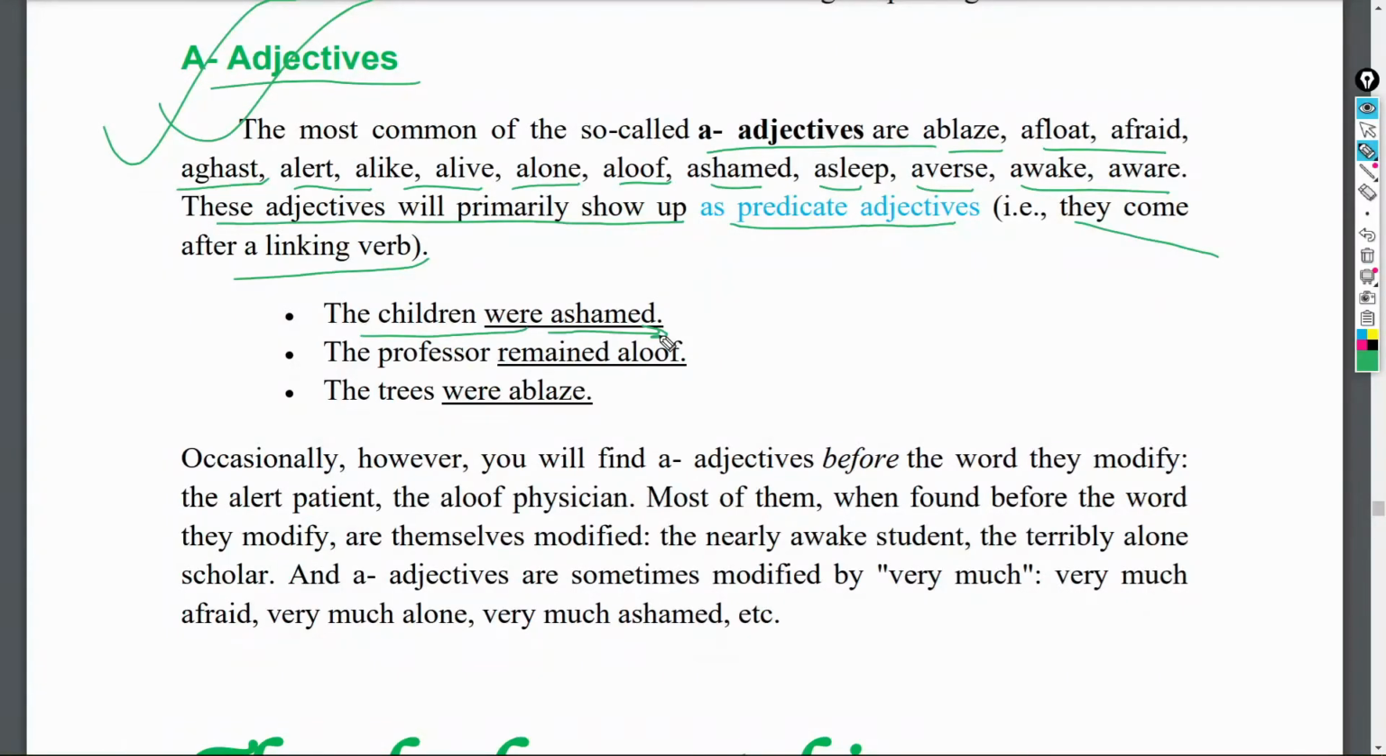A-adjectives. Let us see. Occasionally, however, you will find a-adjectives before the word they modify. The alert patient, the aloof physician. Most of them, when found before the word they modify, are themselves modified: the nearly awake student, the terribly alone scholar. Okay. Therefore, let us continue.